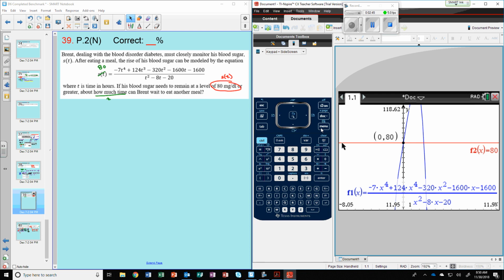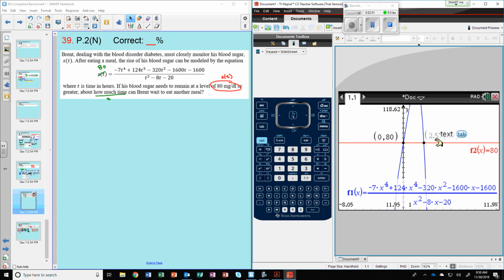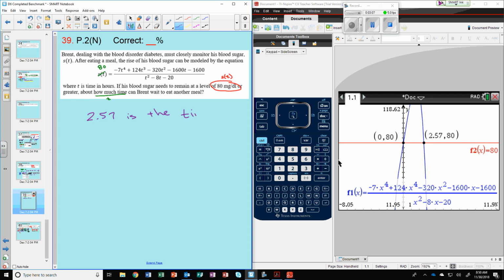So I'm okay there. But where I get in trouble is if I haven't eaten another meal by this time here. So in this particular problem, we would discover that I can wait 2.57 hours, that is the time by which I need to eat another meal. And we got that looking at this picture here.